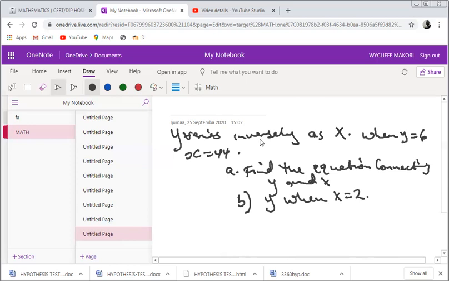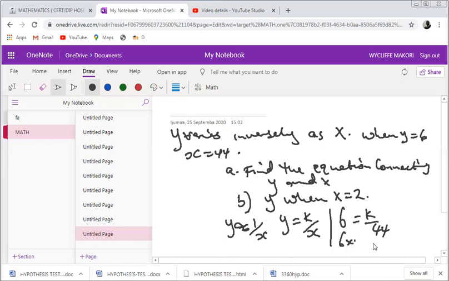As I said, the moment we find the word inversely here, we put 1 over x. Y varies inversely as x, so you put 1 over x. So y is equal to k over x. Now you come to this point where you have been given the value of y and x. So y is 6, so 6 is going to be equal to k over 44. So multiply: 6 times 44 will give us K. After getting the value of k here, you need to replace it here so that you can get the equation. After getting that equation, you substitute the value of x so that you can determine that particular answer.